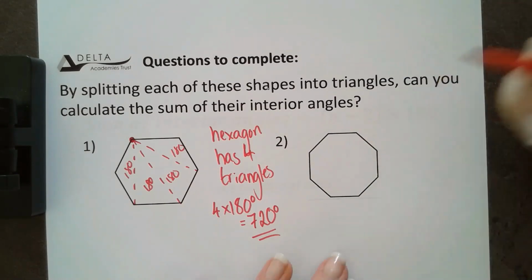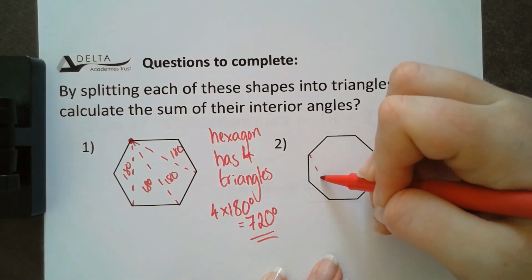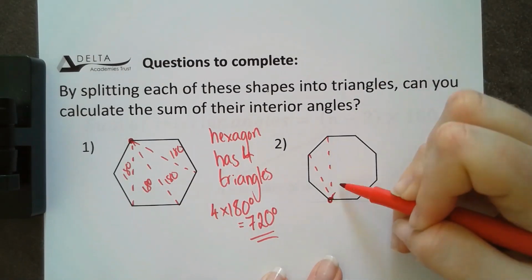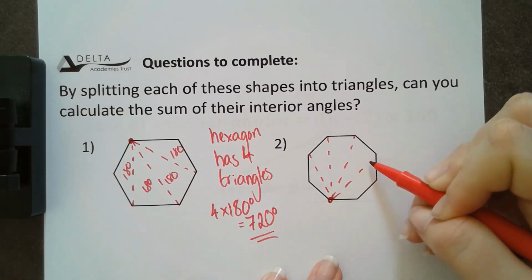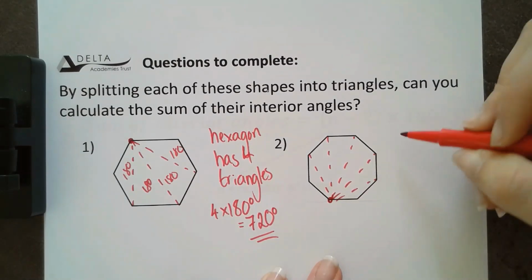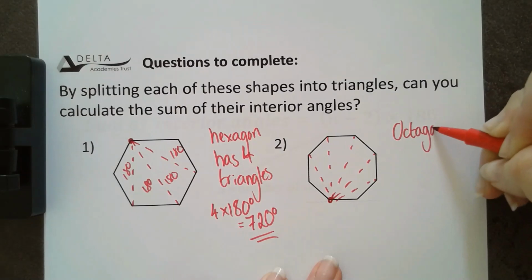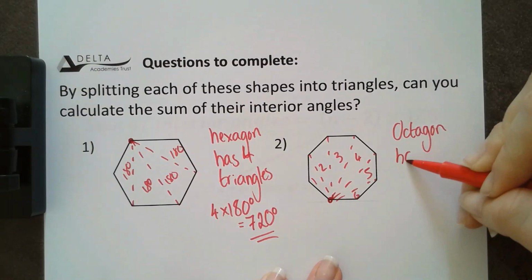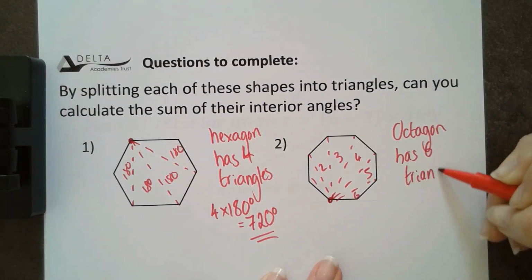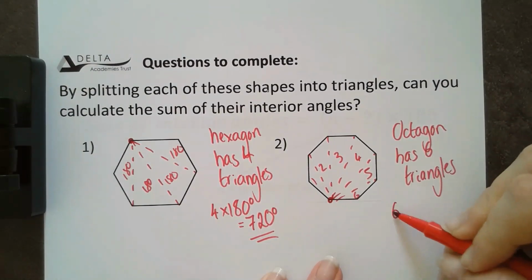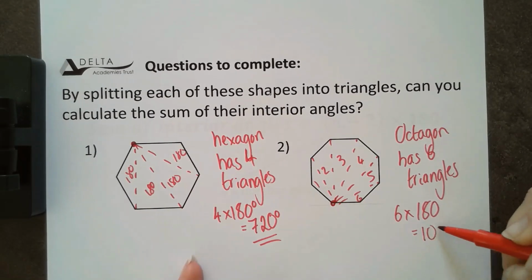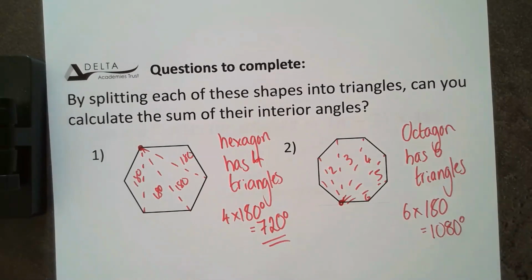If we were to look at an octagon, I'm going to pick a vertex to start at. Let's go for this one this time. And split this up. So my octagon has 1, 2, 3, 4, 5, 6 triangles in it. So I'm going to do 6 times 180 this time. 6 multiplied by 180 gets us 1080 degrees.